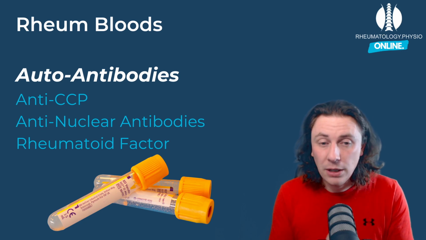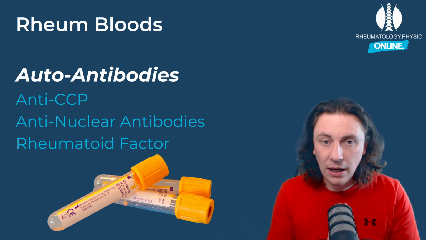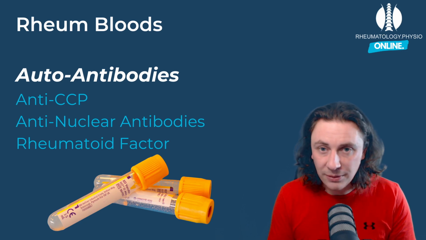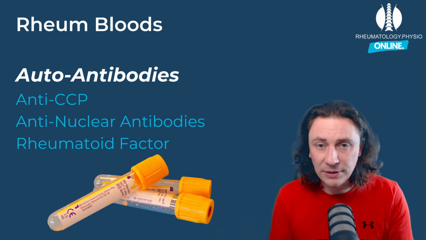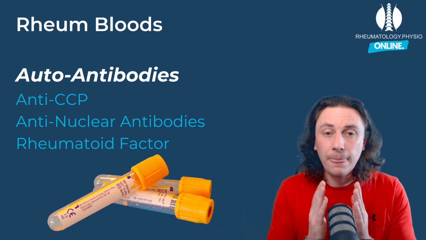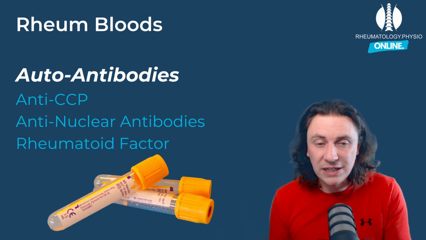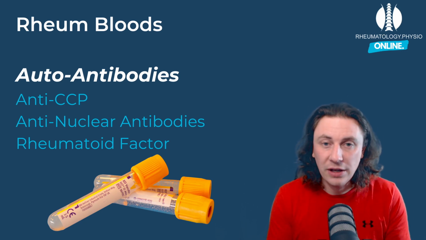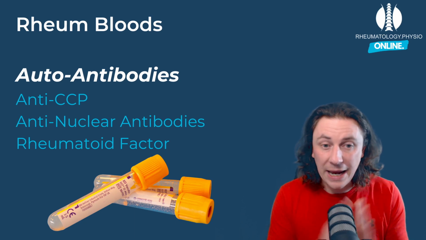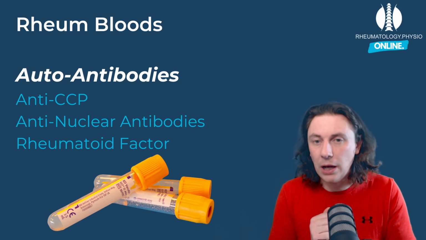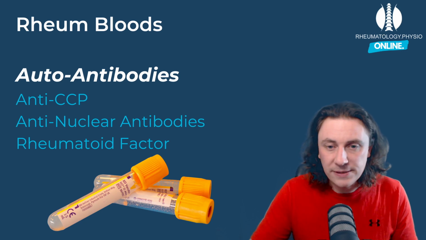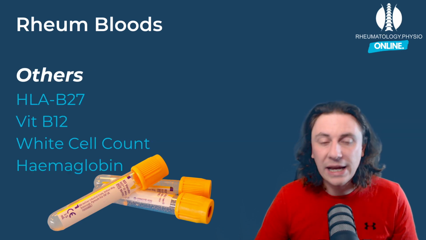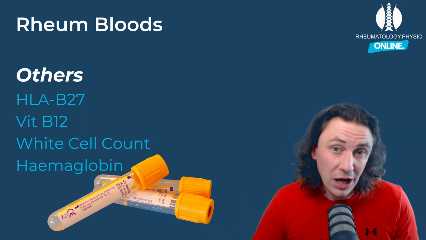Now, the biggest problem in my opinion with the autoantibodies, especially something like anti-CCP, is if it's not rheumatoid arthritis, it's obviously going to be negative, so you need to be dead confident that you have the right differential diagnosis. But anyway, that's a bit for later. So those are autoantibodies. Then we have, I've lumped them together, others.